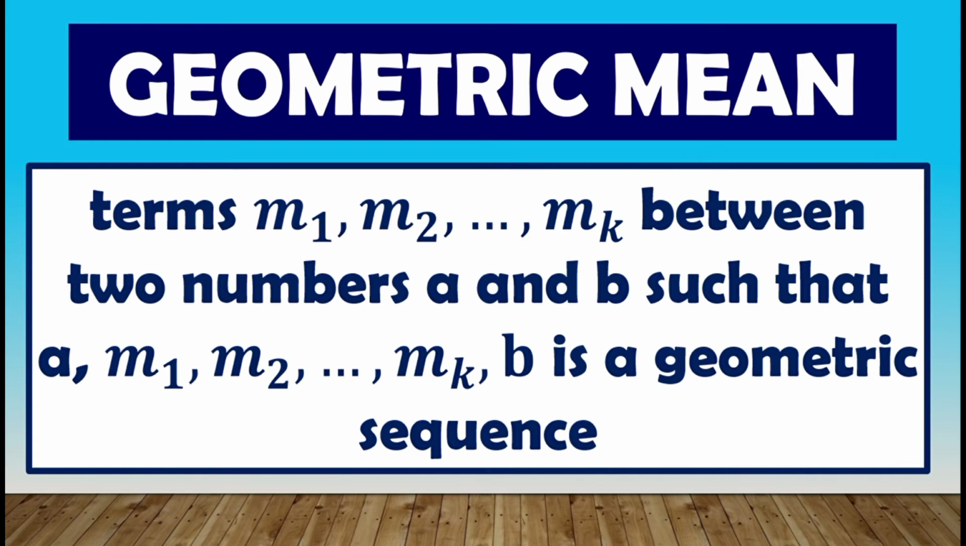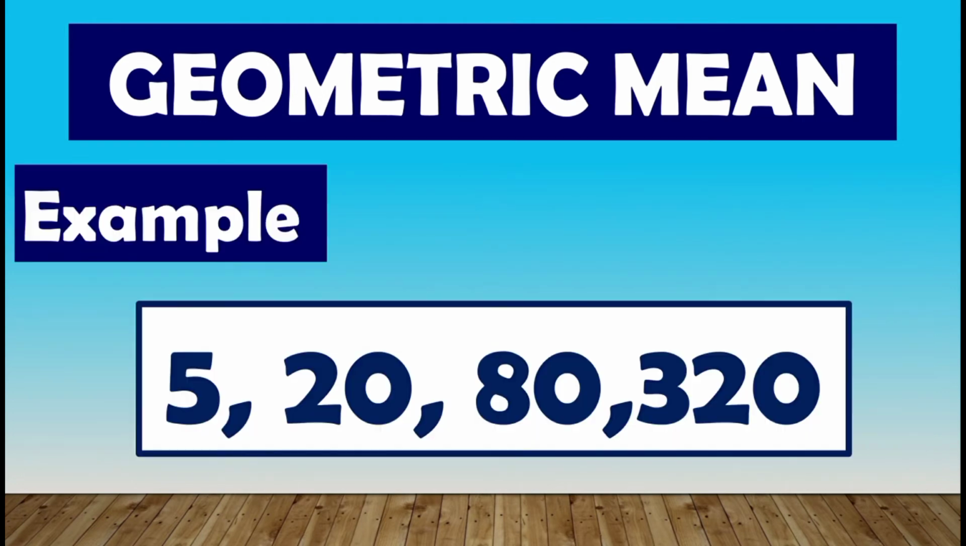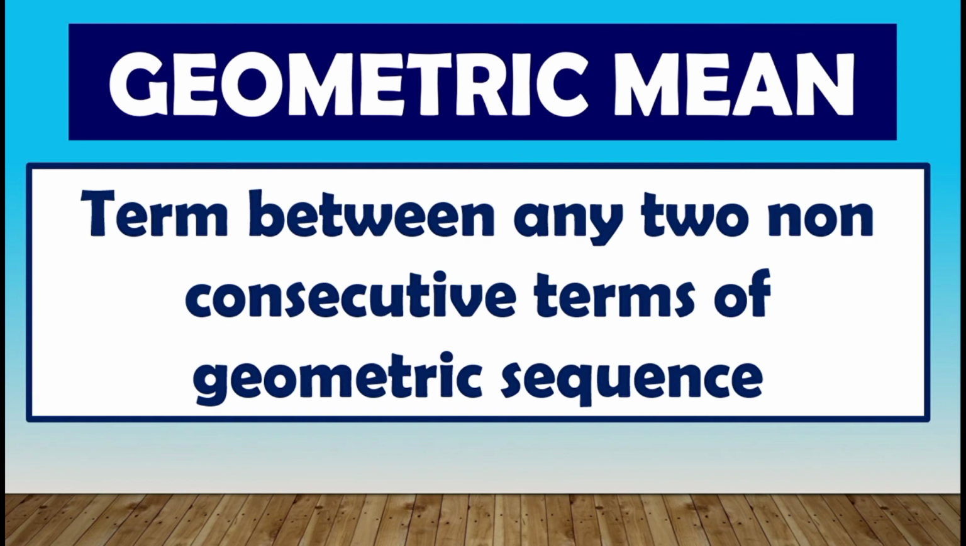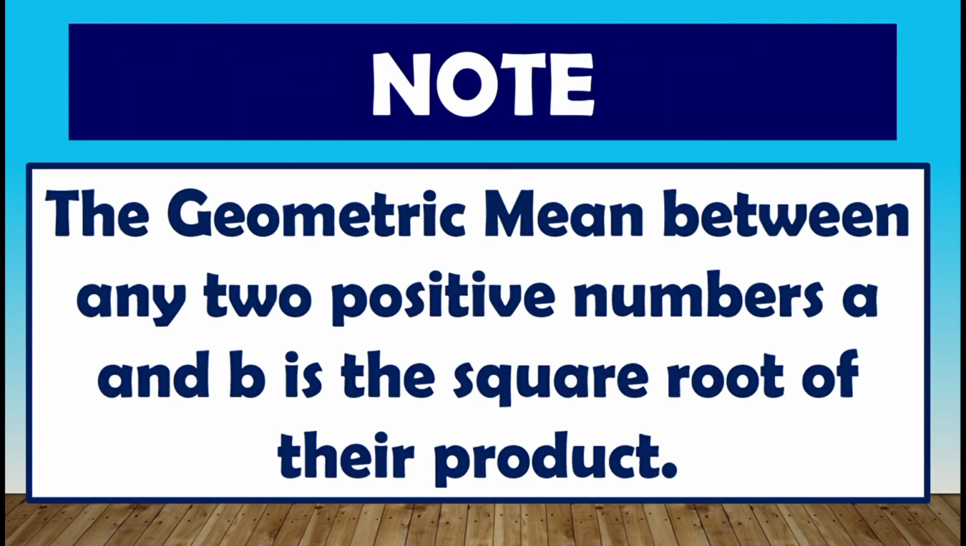Terms m sub 1, m sub 2, ellipsis m sub k between two numbers a and b such that a, m sub 1, m sub 2, ellipsis m sub k, b is a geometric sequence. Example, 5, 20, 80, 320. Here, 20 and 80 is known as a geometric mean. This states that term between any two non-consecutive terms of geometric sequence is known as a geometric mean. Please bear in mind this one.